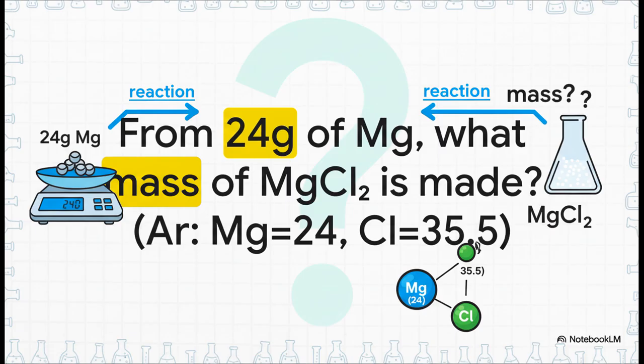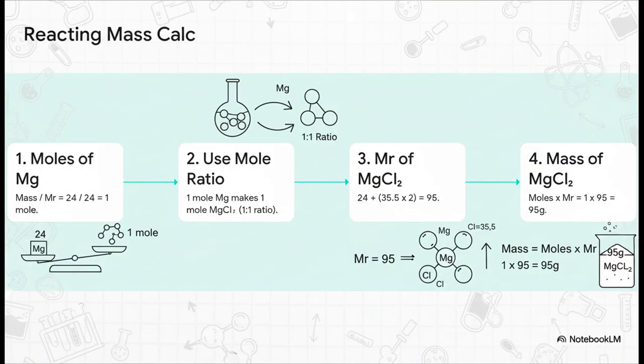They'll give you the mass of something you start with, in this case 24 grams of magnesium, and they'll ask you to figure out the mass of something you'll make. Just follow these 4 steps and you can't go wrong. Step 1. Find the moles of the thing you know. So 24 grams of magnesium divided by its Mr of 24 is 1 mole.